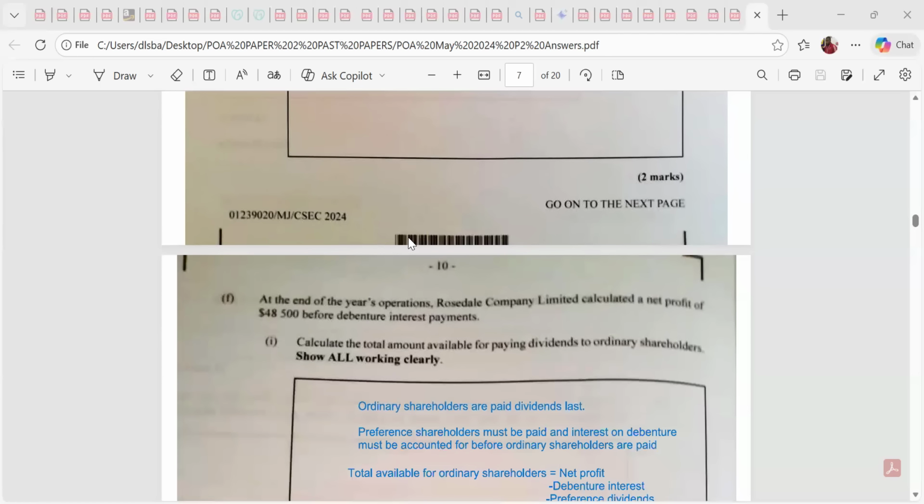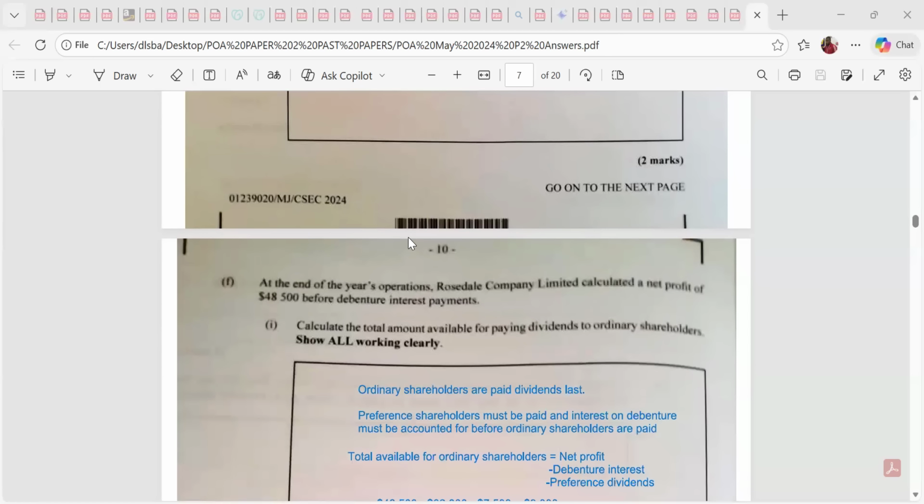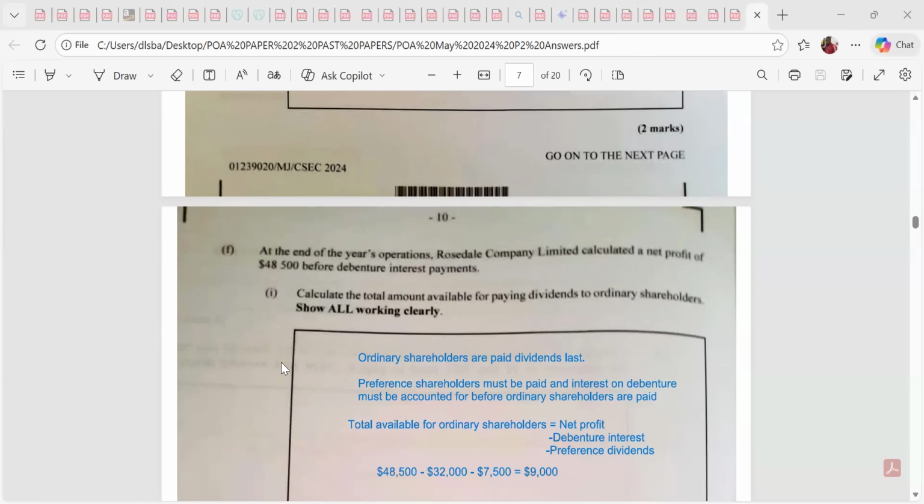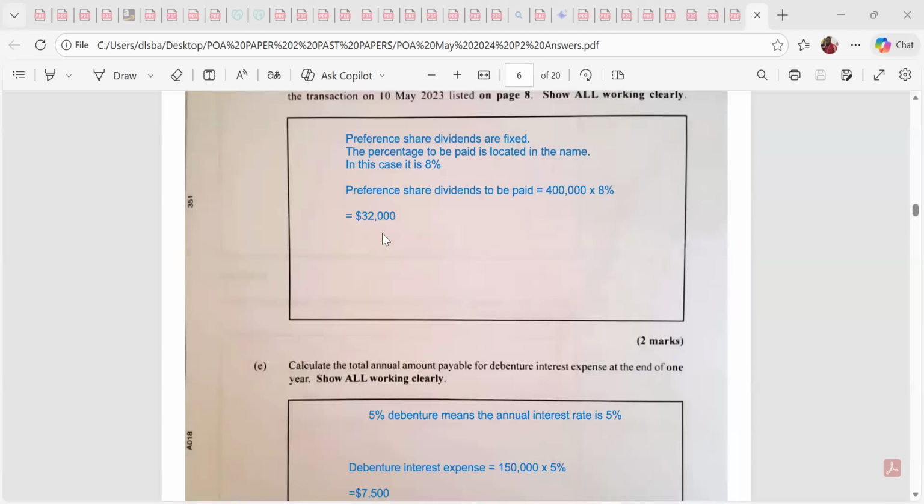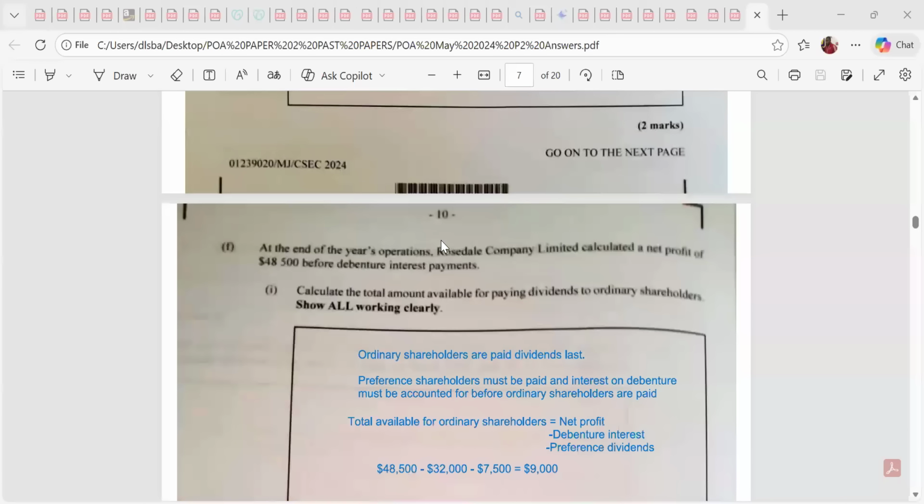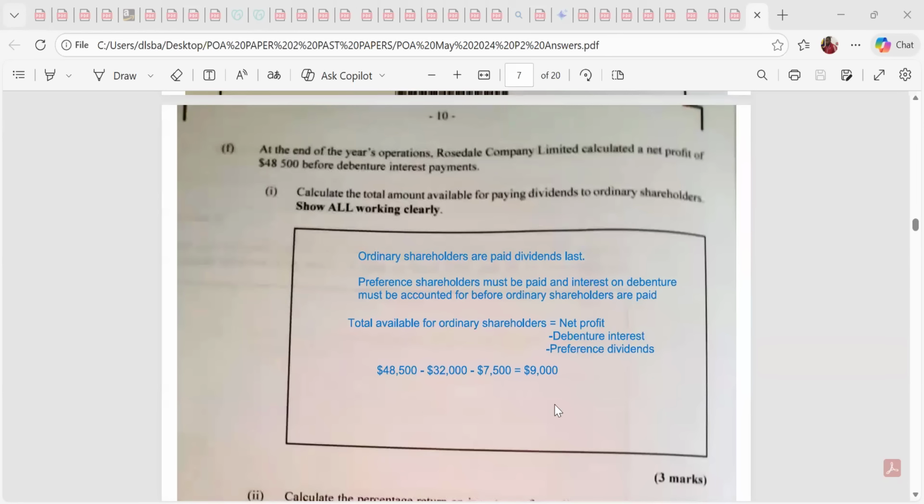So, debenture interest has to be paid first. Preference share dividends have to be paid before ordinary share dividends, and then ordinary shares get paid. So that 48,500, before the ordinary shareholders could even look at it, we had to minus the 7,500 for the debenture interest, and we have to minus the 32,000 that we calculated before that preference shareholders have to get in dividends. So the money that remains, ordinary shareholders could get from that. So that $9,000 that remains, those scraps, that's for the ordinary shareholders.